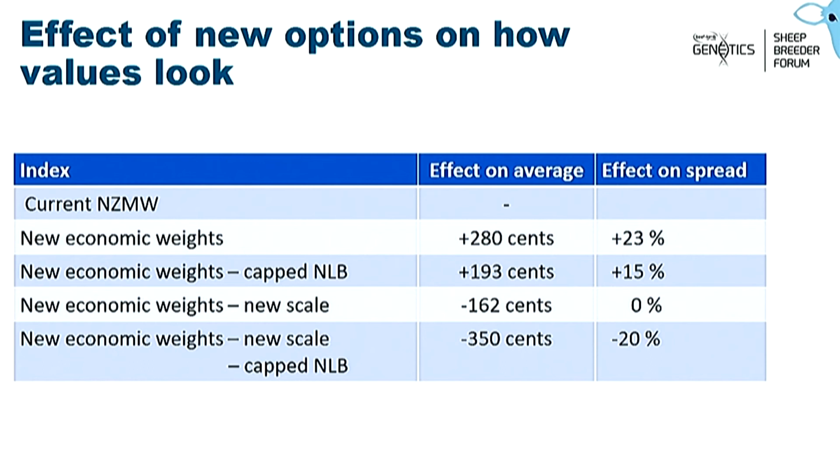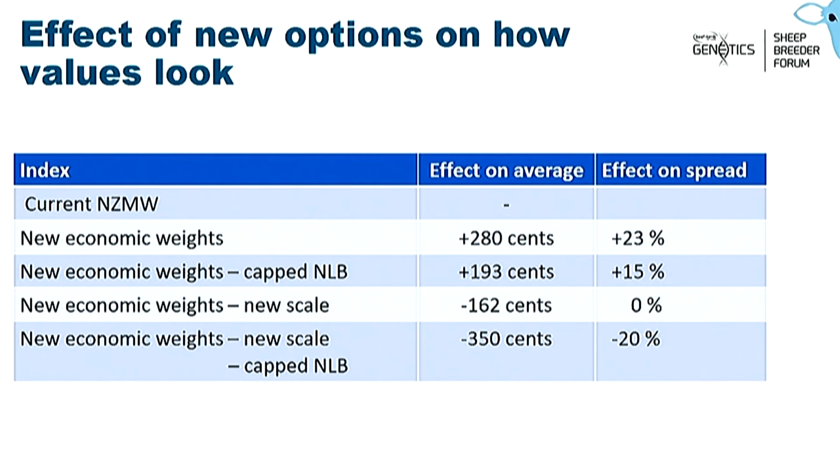So if you think about what effect these various things would have on the average index of your rams and on how spread out the index values are. If we forget about capped NLB and go with these new economic weights, then the spread is going to be about 23% higher, since all the economic weights have gone up by about that much. They'll all lift up by about 280 cents of index value.